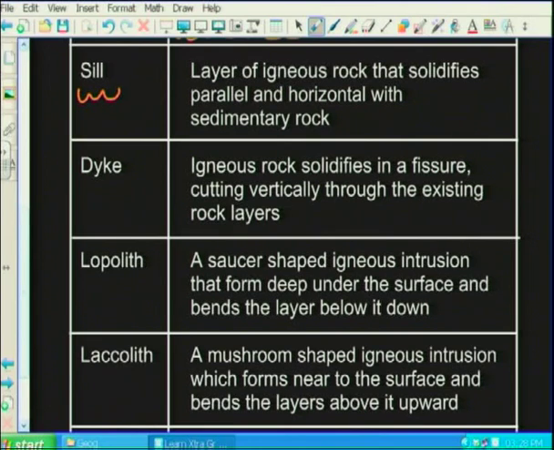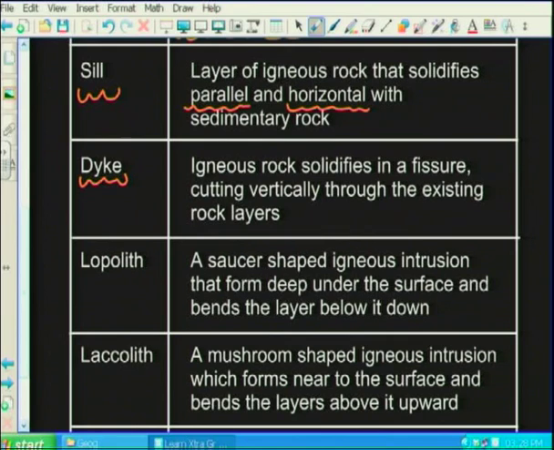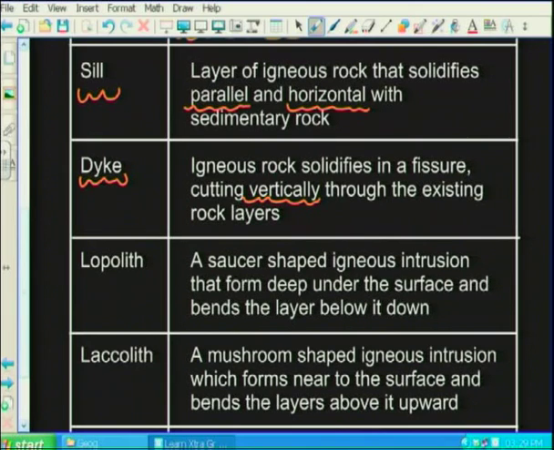A sill is a layer of igneous rock that has solidified parallel and horizontal with the sedimentary rock that it has intruded into. Please remember that intrusions are of an igneous nature, but they intrude into sedimentary rock. A dike is an igneous rock that has solidified in a fissure. A fissure is like a crack or a joint in the Earth's surface. And very importantly, how does a dike differ from a sill? A dike cuts vertically through the existing rock layers. So your sills are found horizontal to the rock layers, and your dikes cut through vertically at different angles to the sedimentary rock layers.